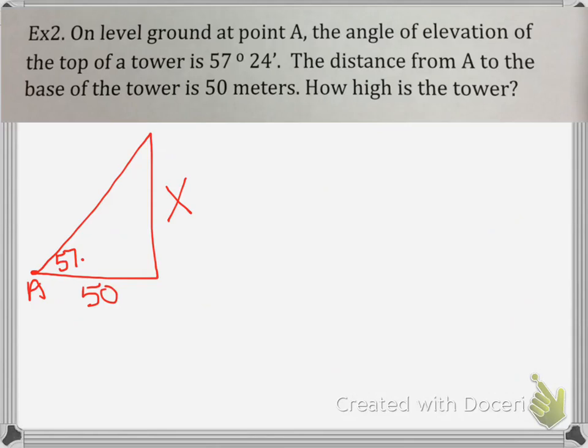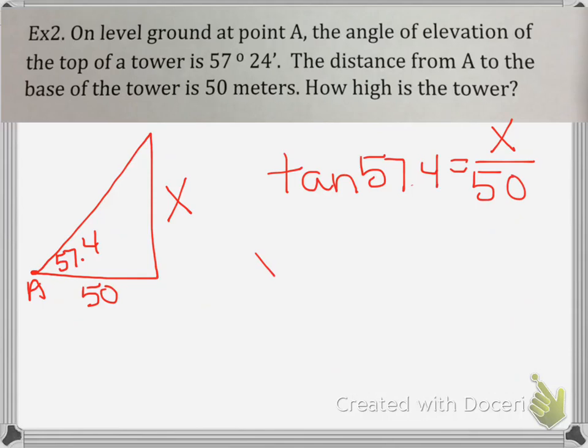We have to convert 24 minutes to degrees. How do we do that? Well, remember, a minute is 1/60th of a degree. So when we divide, we're going to get 0.4. All right, easy enough to set up. How do I solve for how tall it is? The tangent of our angle, 57.4, equals opposite over adjacent. Solving for x, we get that the tower is 78.18 meters tall. Don't forget to include your units.